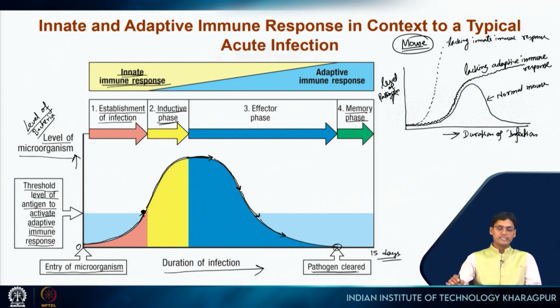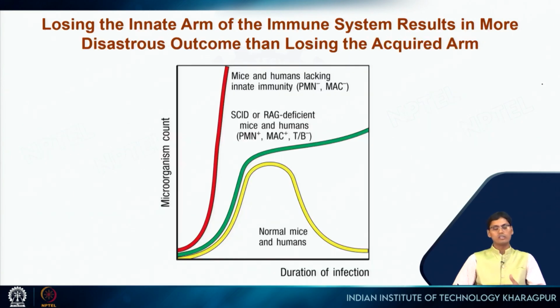So as a result of that, this is already present in the next slide, but I just wanted to discuss it in this way so that you can think also. So I would say losing the innate arm of the immune system results in a more disastrous outcome than losing the acquired arm. Acquired arm means the adaptive immune system, and innate arm means the innate immune system here. Experimentally we can generate some mice that almost don't have either innate or adaptive immune system. That is possible, and that way experiments can be done.